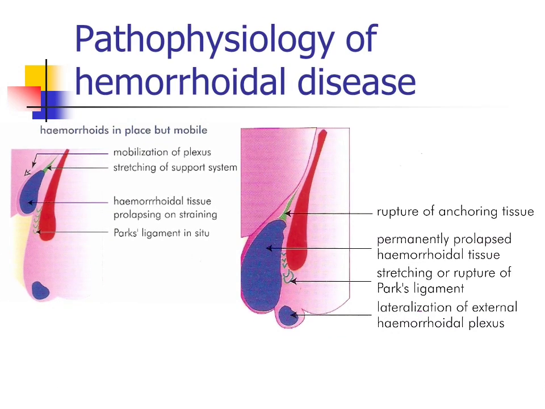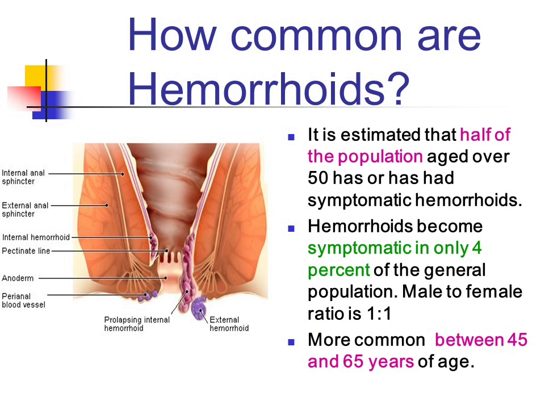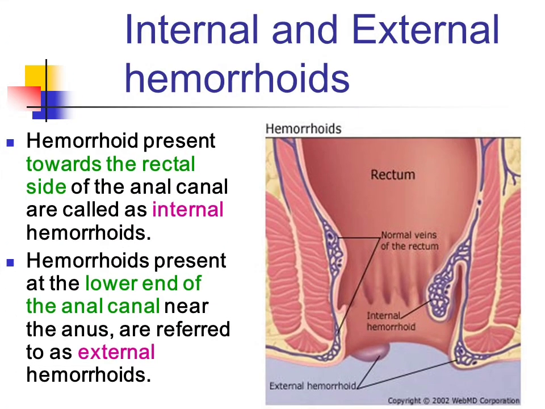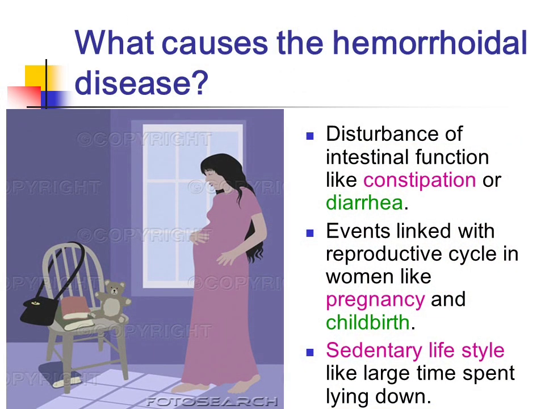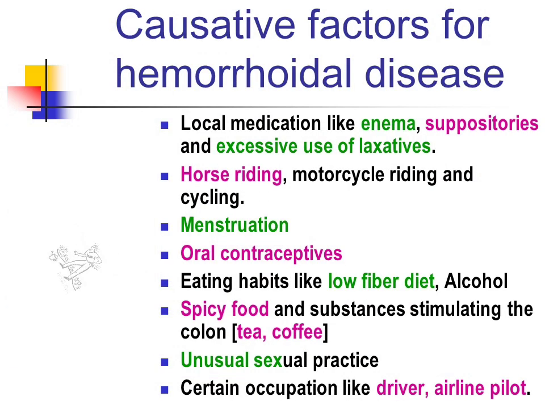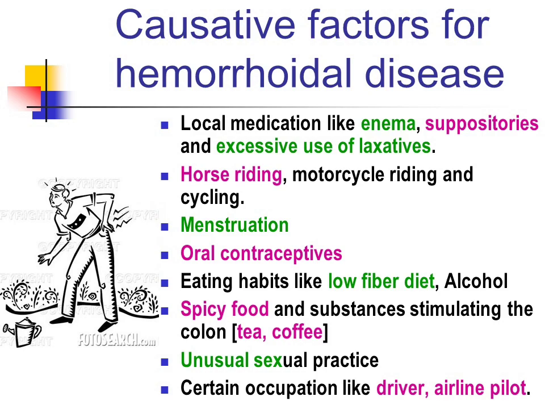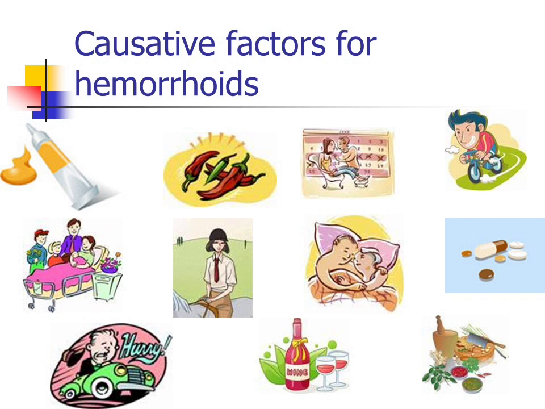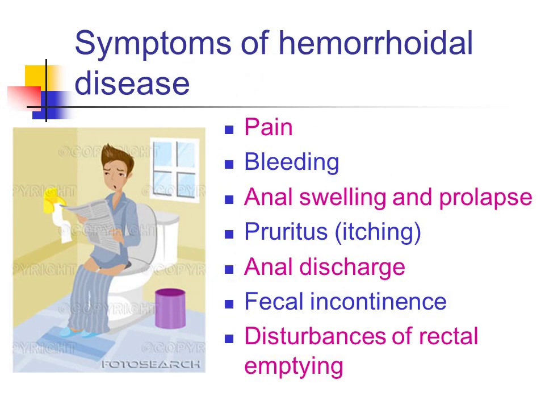In the pathophysiology, the sliding theory is the most commonly accepted one. Half of the population over 50 years is suffering from the disease. Those presenting towards the rectal side are internal hemorrhoids, and those outside the anus are external. What are the causes? The causative factors include enema, suppository, horse riding, menses, oral contraceptives, spices, chilies, drinks, and alcohol.